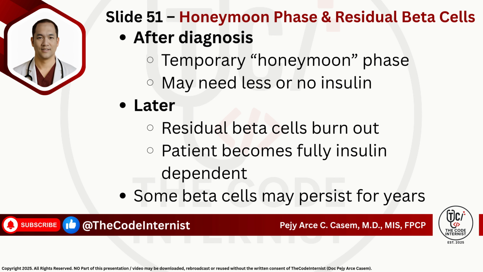After diagnosis, some patients enter a honeymoon phase, a short period where their blood sugar is easier to control, and they may need less insulin or none at all. But this doesn't last forever. Eventually, the few remaining beta cells wear out, and insulin production completely stops. Interestingly, small numbers of beta cells can still be found decades later, even in long-time diabetics.